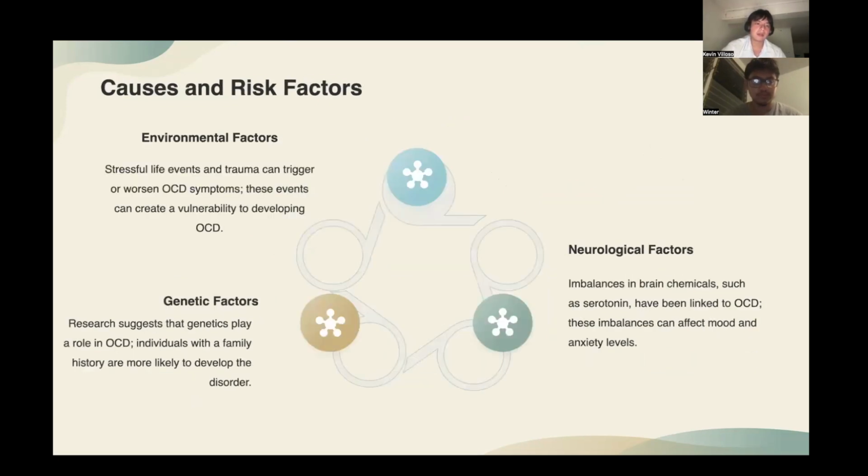The causes and risk factors are environmental factors. Stressful life events and trauma can trigger or worsen OCD symptoms. These events can create a vulnerability to developing OCD. There are also genetic factors, and research suggests that genetics play a role in OCD. Individuals with a family history are more likely to develop the disorder. Then there are neurological factors. Imbalances in brain chemicals, such as serotonin, have been linked to OCD. These imbalances can affect mood and anxiety levels.